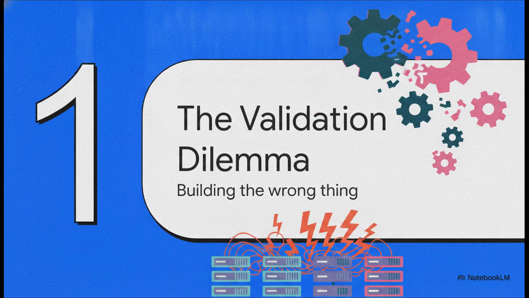So, Section 1, the validation dilemma, building the wrong thing. Look, the stakes of building the wrong thing at the wrong time are just massive. You could easily burn through months of runway building a product that nobody actually wants, or scaling a system that fundamentally cannot handle the technical load.